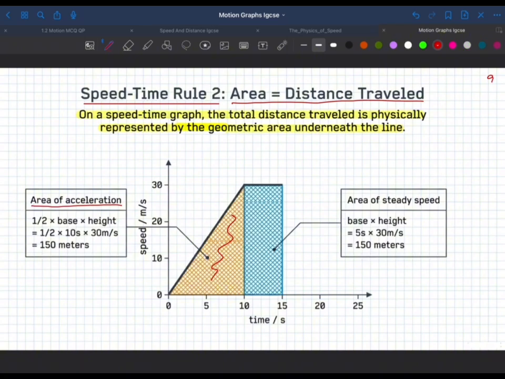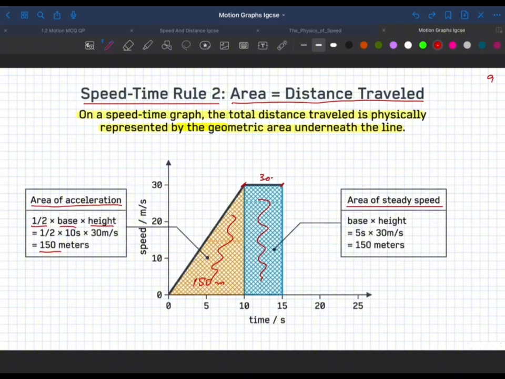And you know that as far as the triangle is concerned, the area is given by half base into height, and the calculation gives you 150. So this is nothing but 150 meters. On the other hand, when you come to this area, here you have a rectangle, and for this you know that when the body is moving with a steady speed, that is, the speed is constant, which is obviously 30 meters per second.